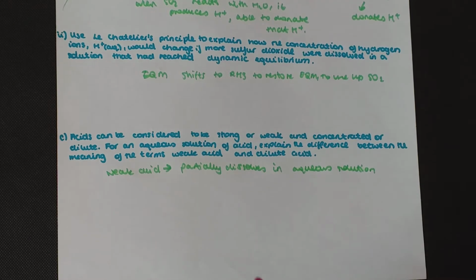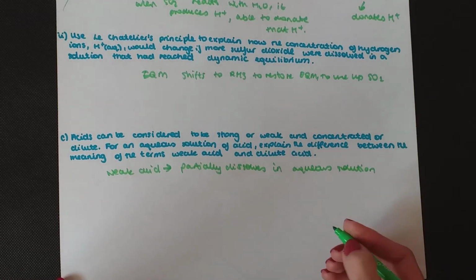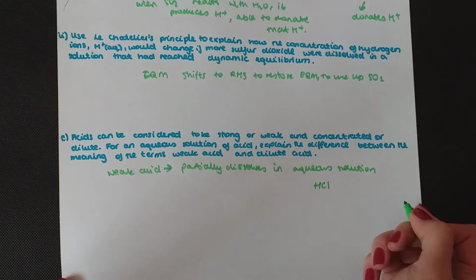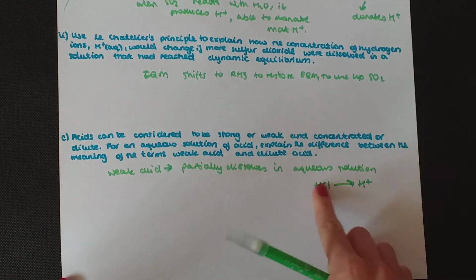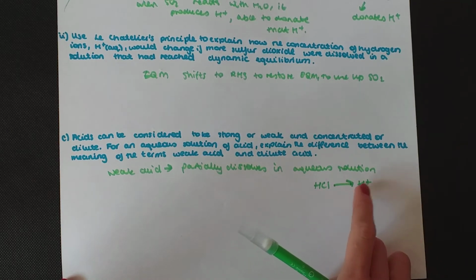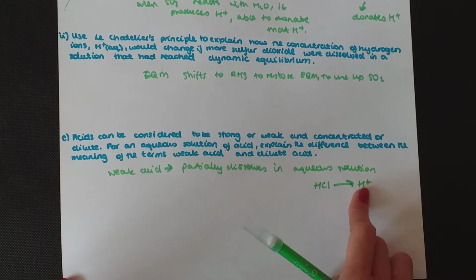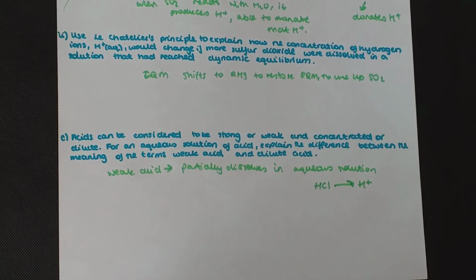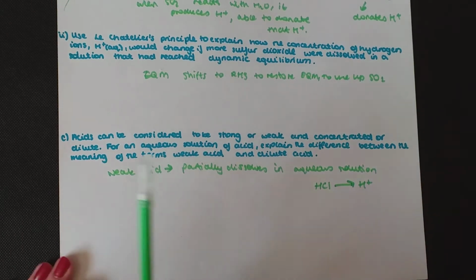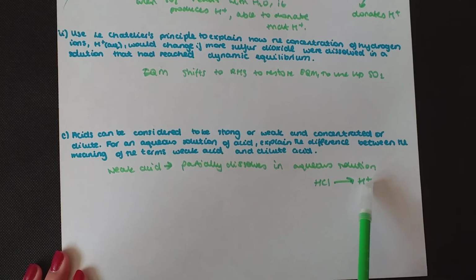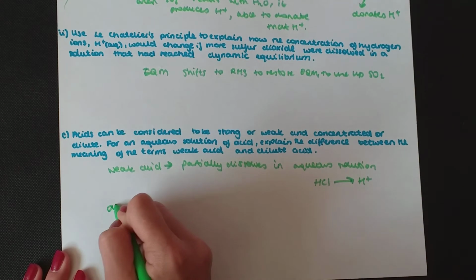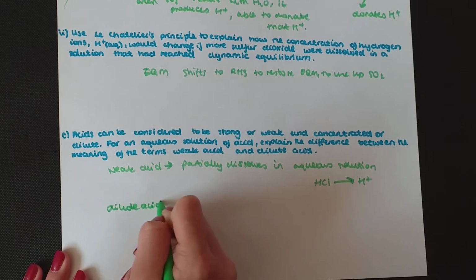And what that means is that if we have a strong acid like HCl, the equilibrium will be very, very, very far to the right. So we're going to have a lot of H+, because it will donate all of its H+ to the reaction. It's a very, very strong acid. If we have a weak acid, then we're going to have some H+, but we're also going to have some of the acid. Okay, and now we have to say what a dilute acid is.